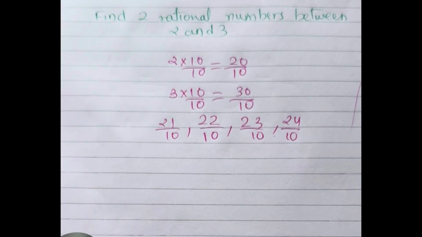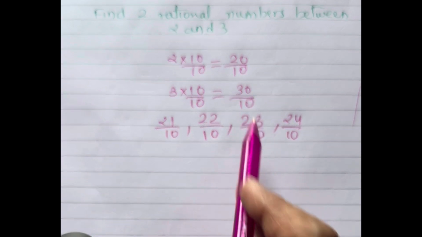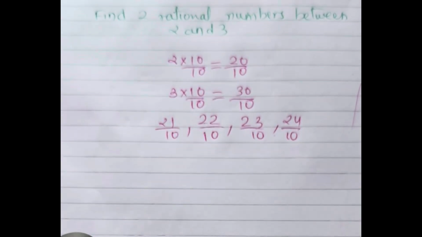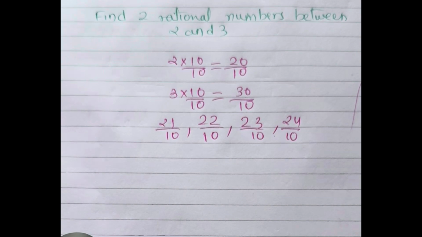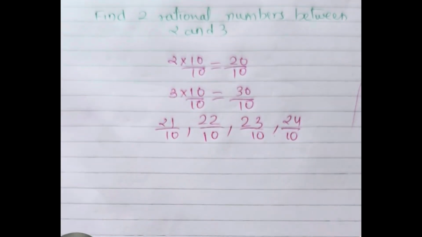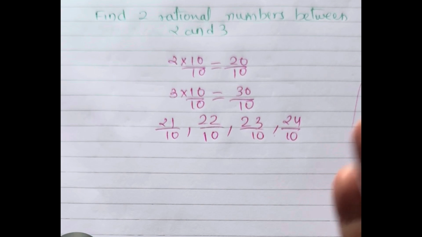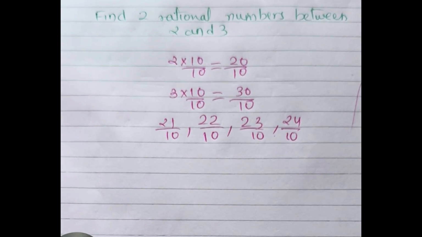So this shows that there are many, you can say infinite, rational numbers between any two rational numbers. Right? Even if two fractional numbers are given here instead of whole numbers, there also you can get as many as you want. Instead of 10, if you multiply by 100, you will get more numbers. Right? So this is the way you can find rational numbers between two rational numbers.